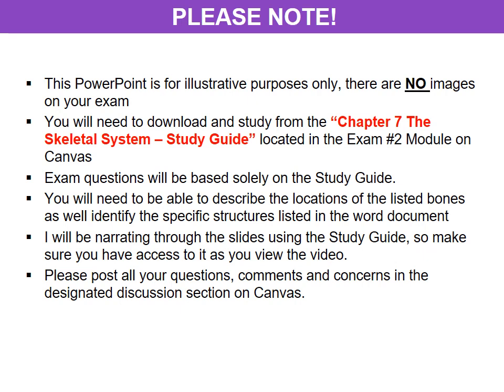The exam 2 questions will be descriptive based, and they will also ask you to identify the specific structures that are related to the bones. In order to make sure that you know everything you need to know, you need to get your Chapter 7, the Skeletal System Study Guide. This study guide is located in your exam number 2 module on Canvas.